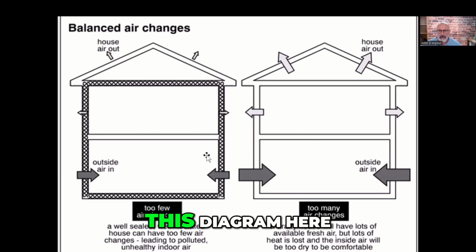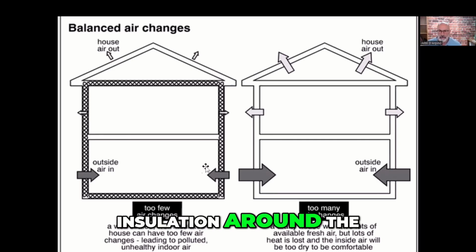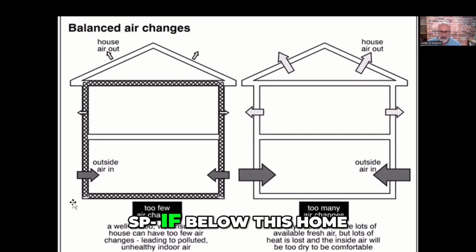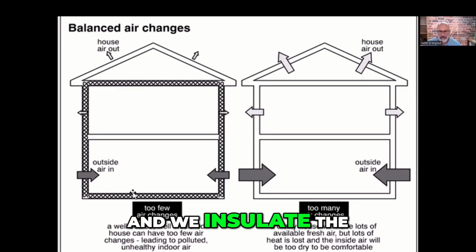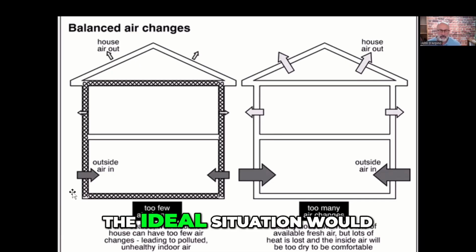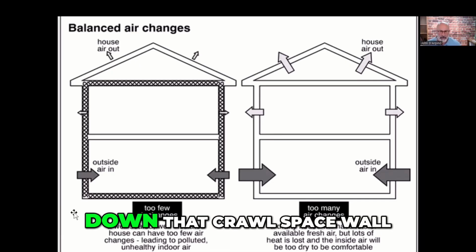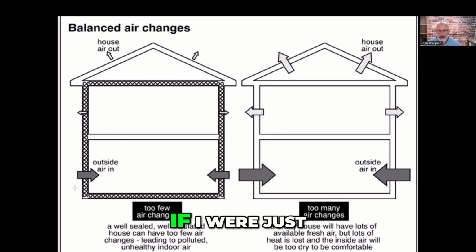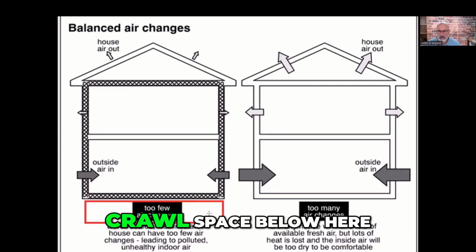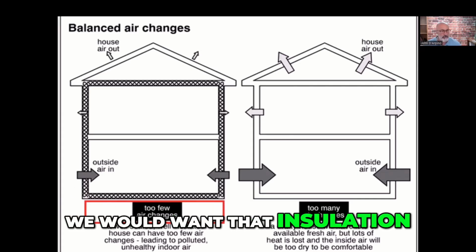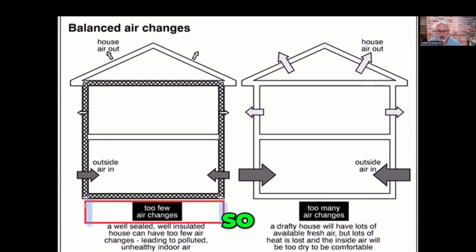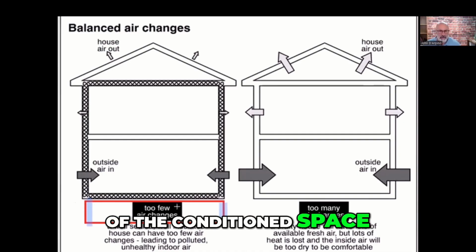So to go back to this diagram here, you see the insulation around the box that we call conditioned space. If below this home there was a crawl space and we insulate the floor of the finished space above it, we're separating that crawl space. The ideal situation would be to extend insulation down the crawl space wall and include the crawl space in that insulative cavity. So if I were to draw onto the slide, pretend there's a crawl space below here, we would want that insulation extended down along the walls here, and we wouldn't want this insulation on the floor here. So we would include this crawl space as part of the conditioned space, if possible.